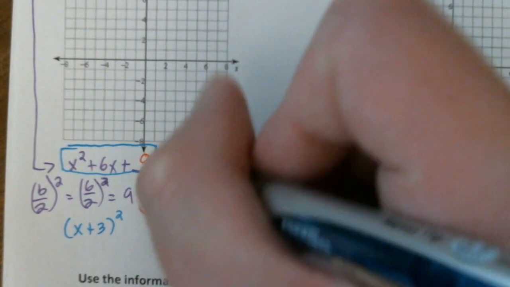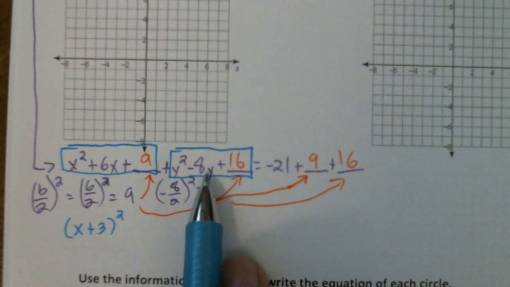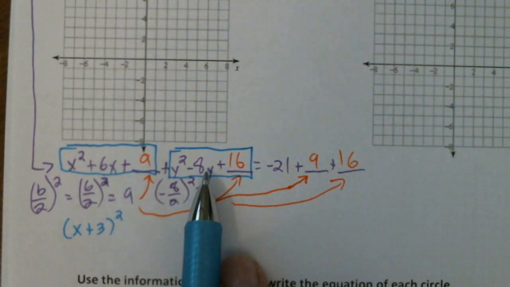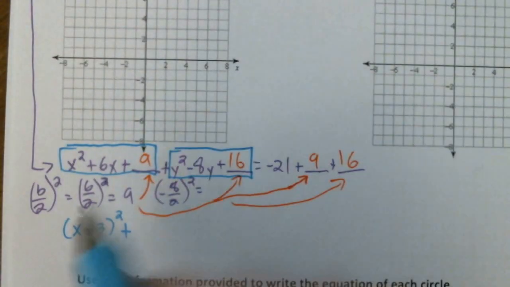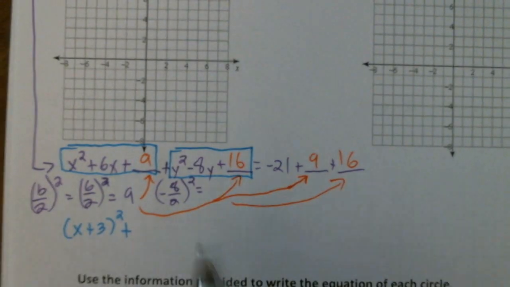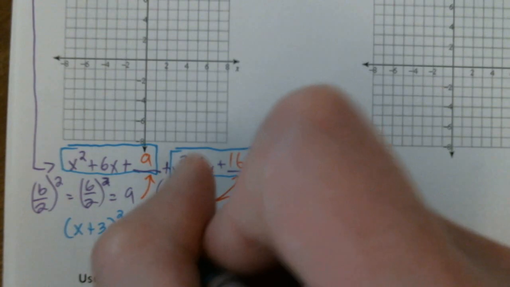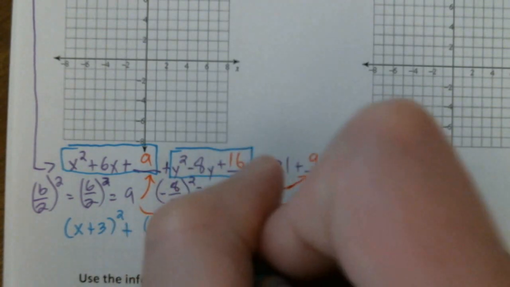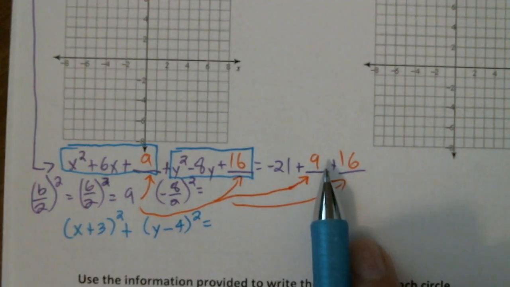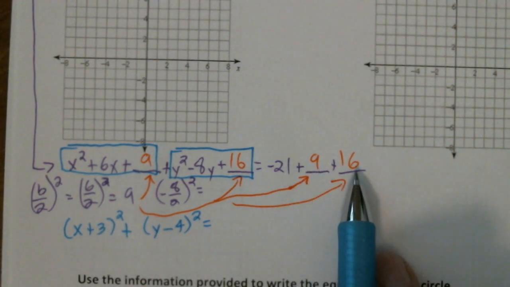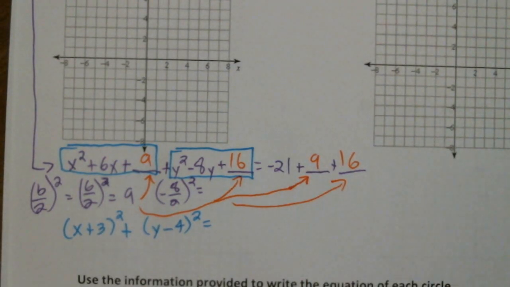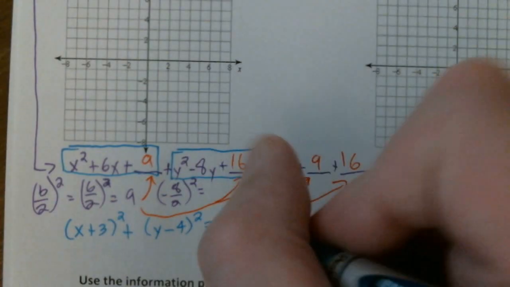And then over here, I also have another perfect square trinomial. That factors as half of the middle term, so half of negative 8 is negative 4. And remember, that's a plus sign because it's a squared plus b squared equals c squared. So I take half of negative 8, which is negative 4, so I have y minus 4 squared. And then on the right-hand side, I simply combine my like terms. 9 plus 16 is 25, minus 21 is 4.